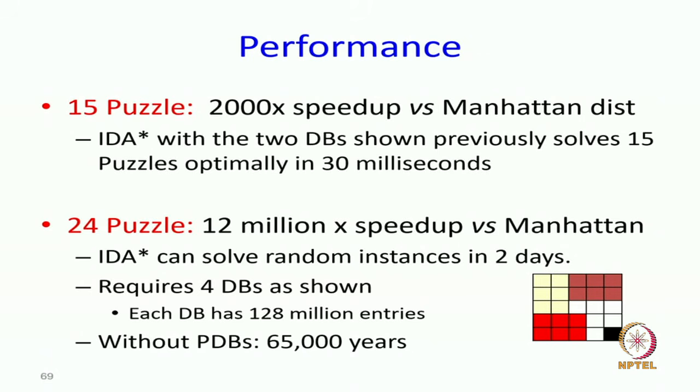But more interestingly, what happens in the 24 puzzle, where we would have needed 65,000 years earlier. It can solve a random instance in 2 days. 2 days is still not very good, but at least it is much better than 65,000 years. And also we are talking about 15-year-old papers. So, probably now we can solve it in a few seconds.